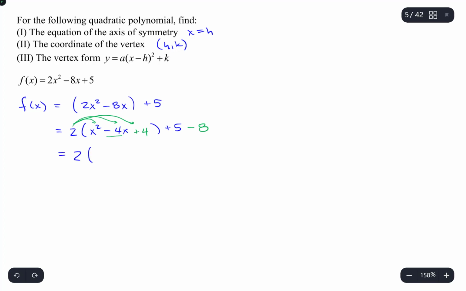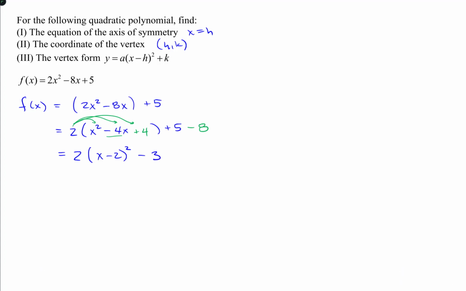And so now I have 2 times x minus 2 quantity squared, because it's always x minus or x plus half of this number here, squared. And 5 minus 8 is negative 3. All right, so that's the result for part 3.